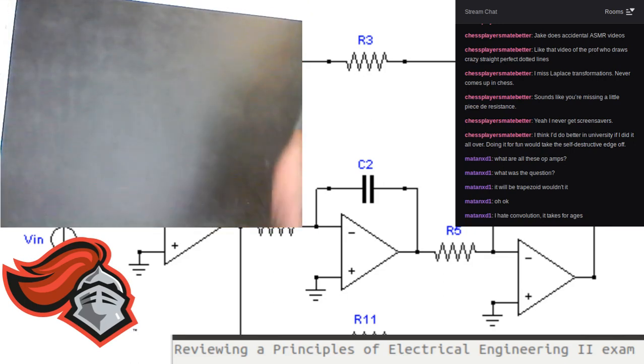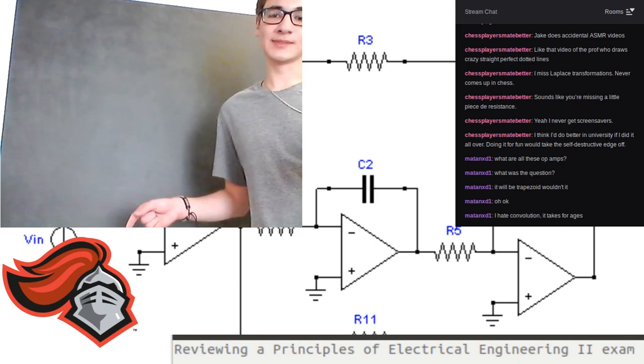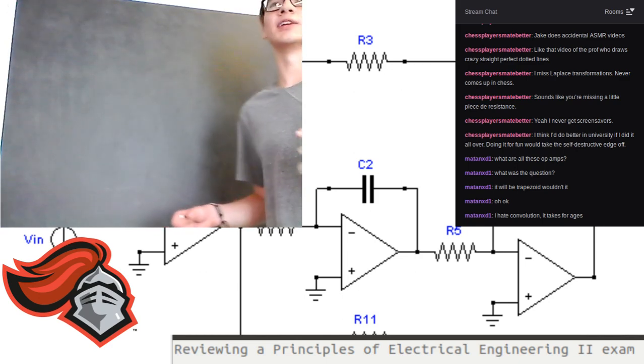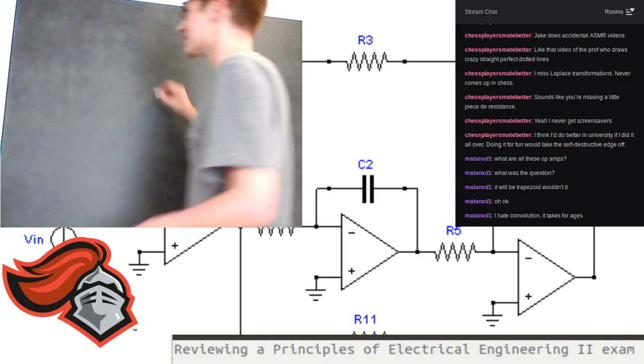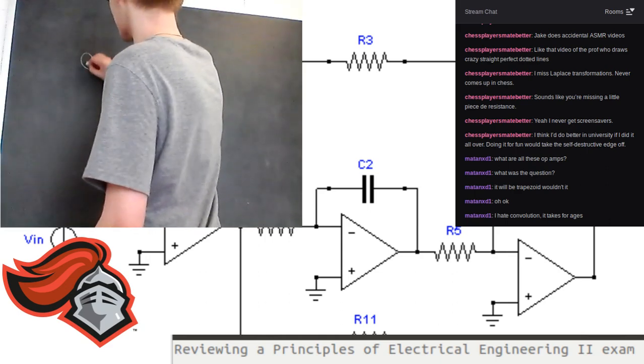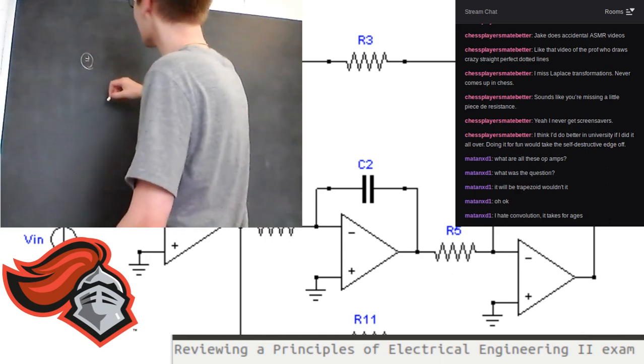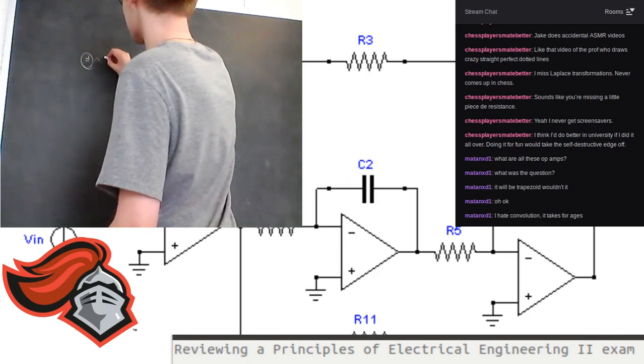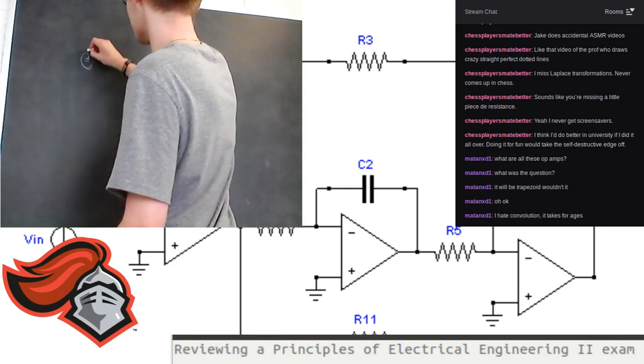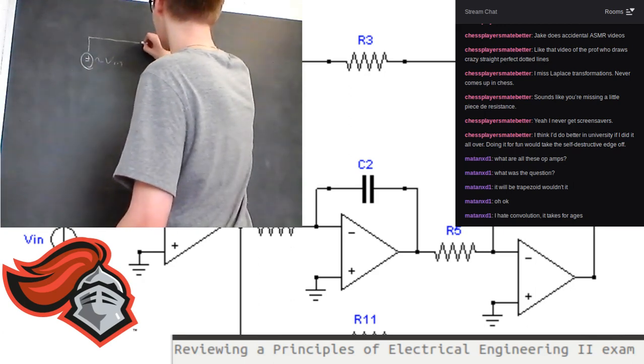All right, that was number 4. Let me think. What was number 5? You were given, all right, this was the easiest one on the whole exam. There are no excuses for having done poorly on this. There was a sinusoidal Vn, which it told you was a sine wave.